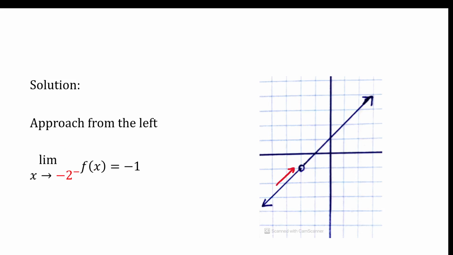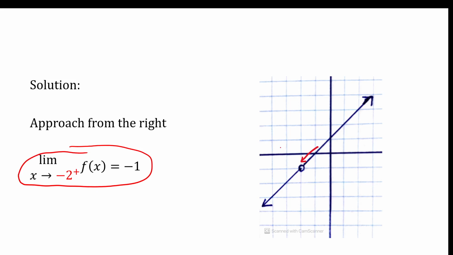Now what we're going to do is approach from the left. As we approach an x value of -2 from the left, we see that our y value, as we keep getting closer to an x value of -2, gets infinitely close to a value of -1, so we can make this one-sided limit statement. And similarly, from the right, we can make the same one-sided limit statement.